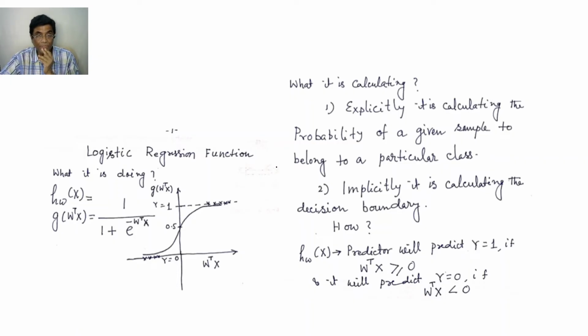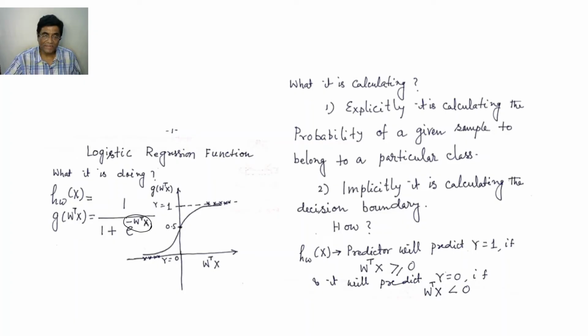Okay, so you see what this function, the hypothesis, is actually calculating. Explicitly, it is calculating the probability that a given sample belongs to a class. And implicitly, it is calculating the decision boundary. Because here you see, if this is 0, then it is the threshold, meaning in which class it belongs is ambiguous.